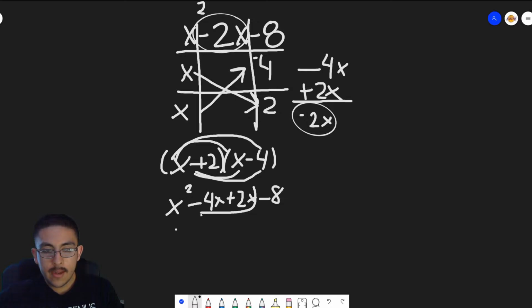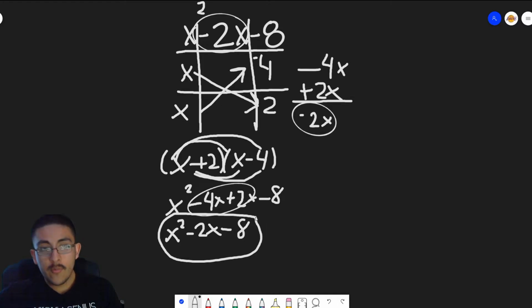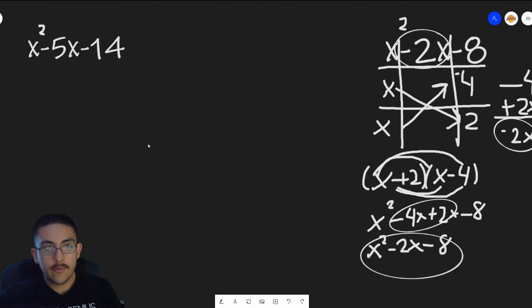And then if we collect like terms, because they both have an x, we could bring the x squared down. Minus 4 plus 2 is going to be minus 2, but they have an x, and then minus 8. And this looks a lot like the original trinomial we started off with. Oh wait, it is the original one. So let's try another one.